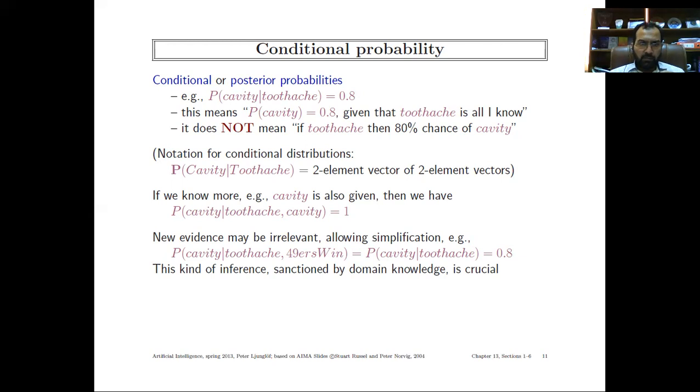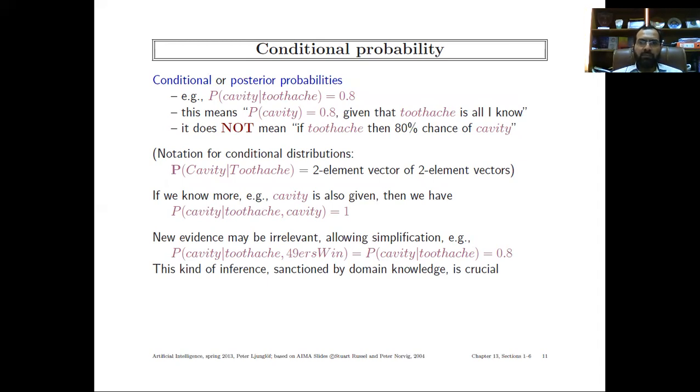For example, suppose we talk about whether the 49ers win. The probability of cavity given tooth is equal to 0.28. If we talk about any new evidence that is not relevant or related to it, we determine the same value.